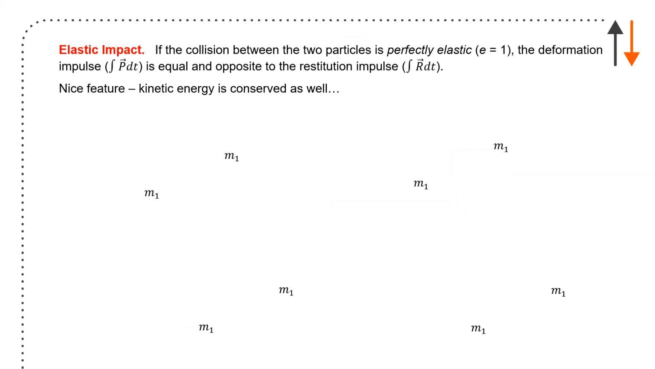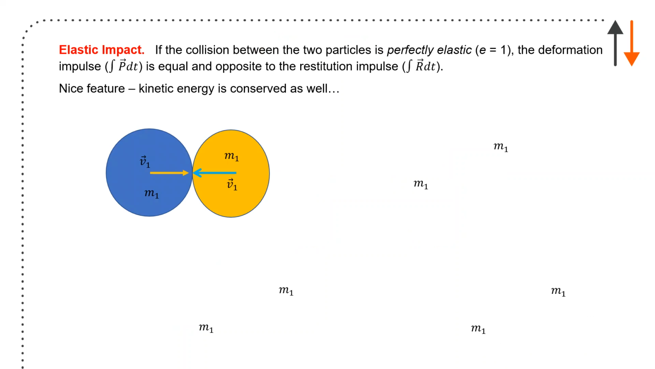So if the collision between two particles is perfectly elastic, the deformation is equal and opposite to the restitution impulse. And the nice thing is that kinetic energy is conserved as well. So that doesn't happen very often.